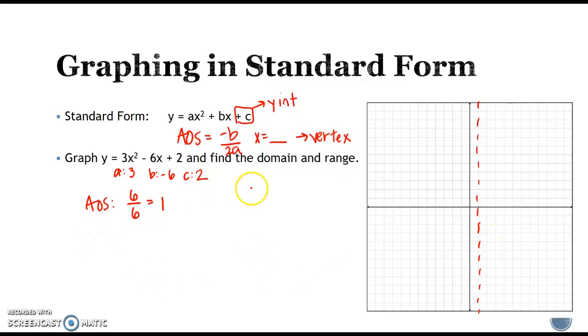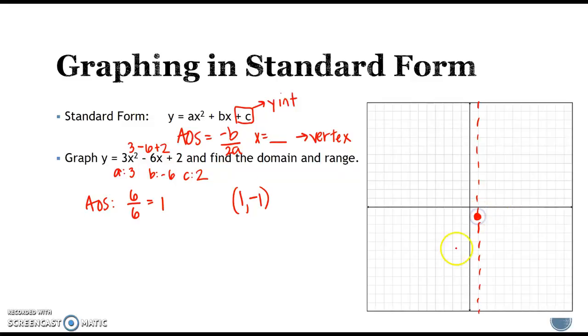So to find my vertex, I know that the x value is 1. So it's 1 comma something. That something I get by plugging in 1 to my original equation. So 1 squared is 1. 3 times 1 is 3. Negative 6 times 1 is negative 6, and then my plus 2. 3 minus 6 is negative 3, plus 2 is negative 1. So my vertex is at 1, negative 1.